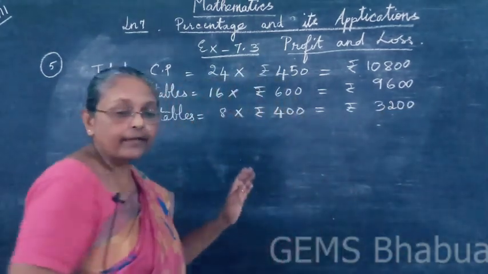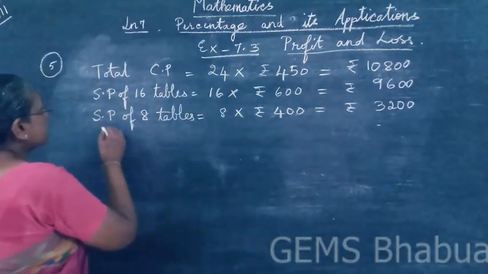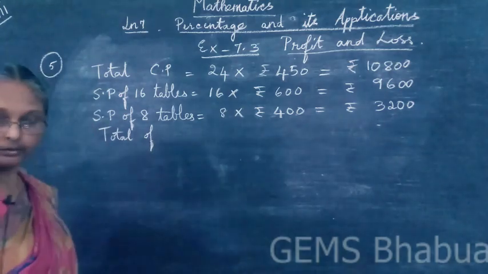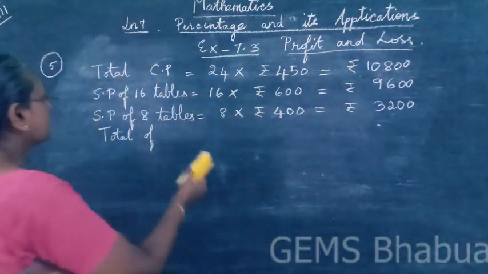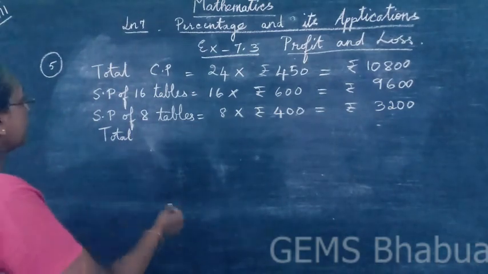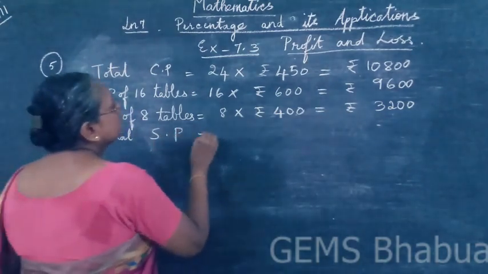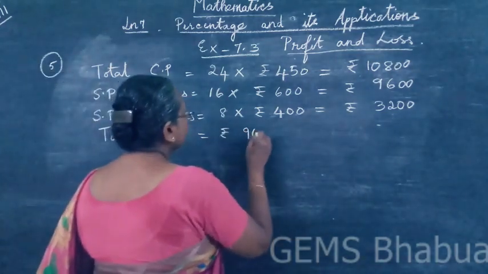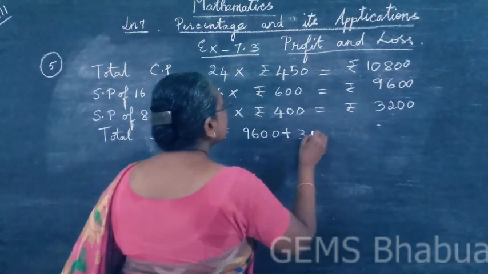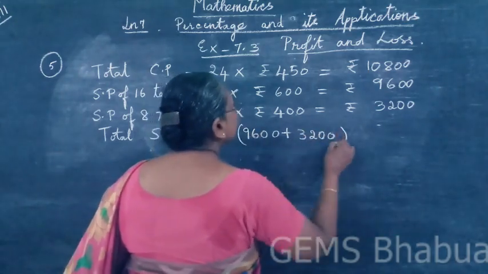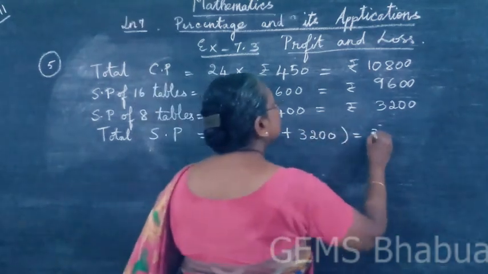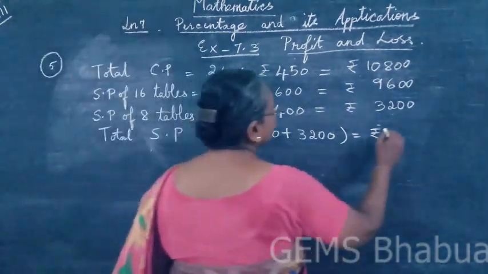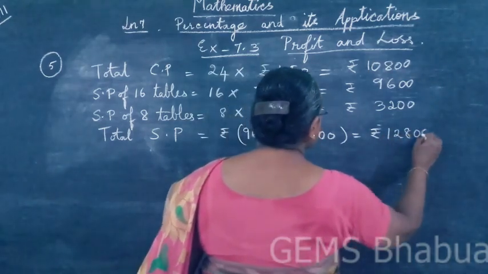Now from here we can find the total selling price. So what is the total selling price? We have to add both, the 16 tables selling price and the selling price of 8 tables, which is 9,600 plus 3,200. When we add these two, we get rupees 12,800.